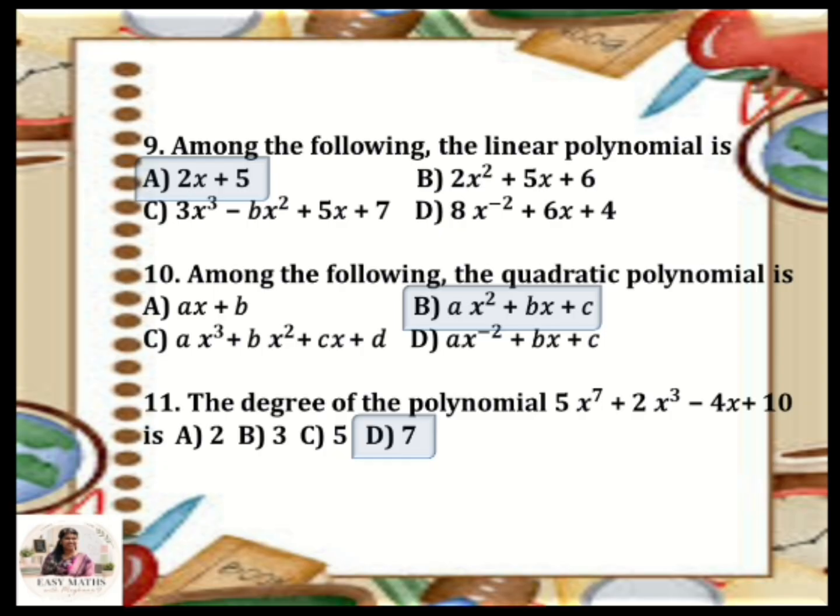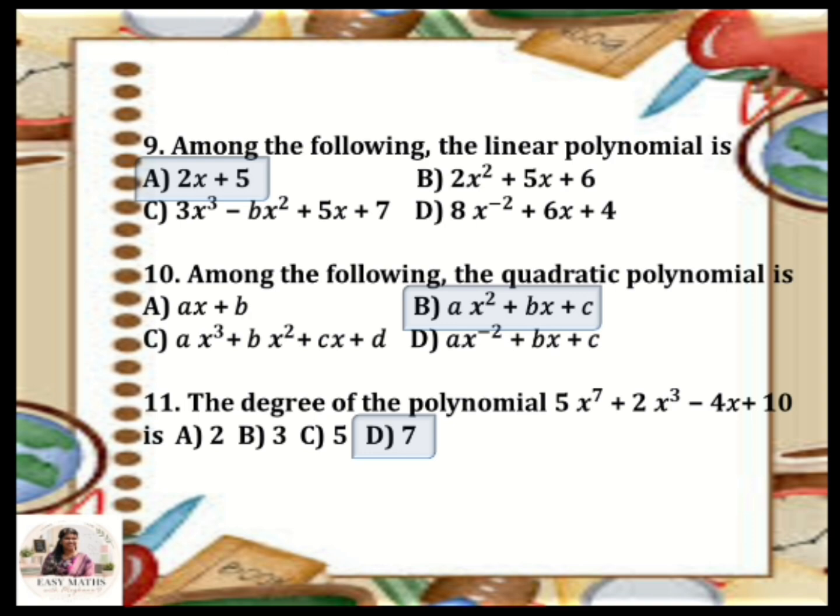Question number 10. Among the following, the quadratic polynomial is. So quadratic polynomial means the degree will be 2. The general representation of the quadratic polynomial is ax square plus bx plus c. So option B is the correct answer here.